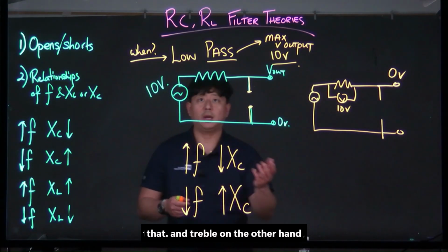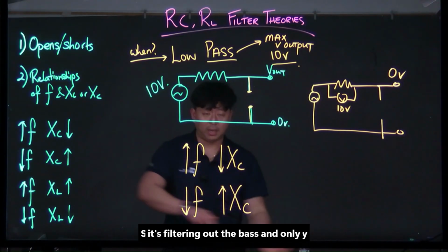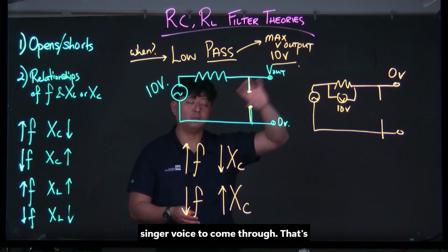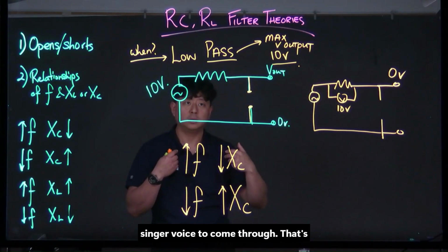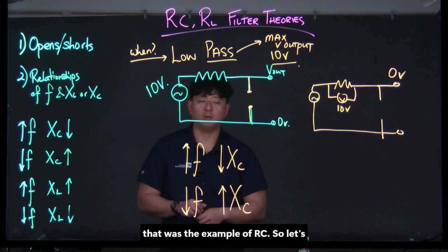And treble, on the other hand, that's the good example of a high pass. So it's filtering out the bass and only letting the high female singer voice come through. That's why we use low pass and high pass. So that was the example of RC.